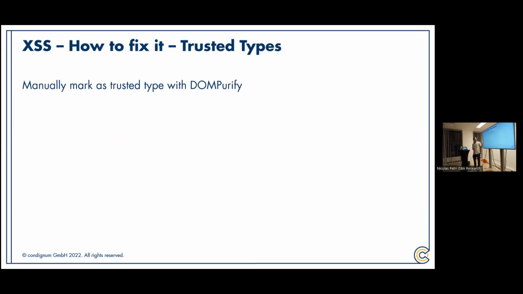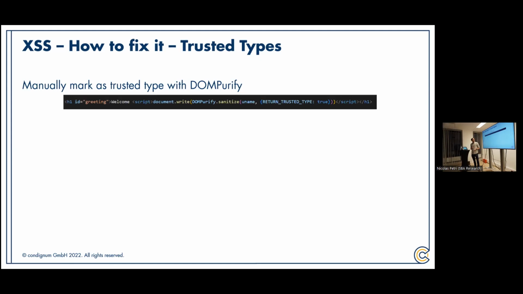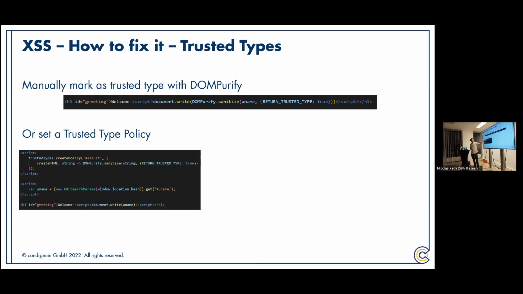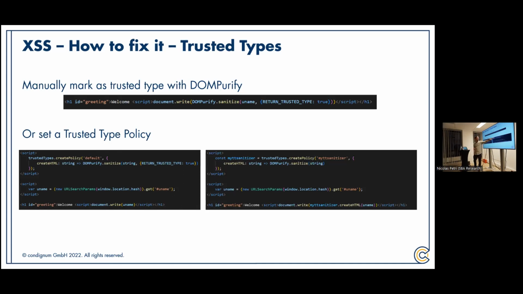How can you make it work? You have to mark your input as trusted, and you can, for example, do this with DOM Purify. You can say, okay, DOM Purify, sanitize my input and give back a trusted type object. And then it works, and it's safe. Or you can set the trusted type policy, for example, a default policy where every time something is written in an unsafe sink, the default policy is called and the input gets, in this case, sanitized with DOM Purify, and you're safe again. Or you can create named policies, and you can explicitly call those named policies if you need different functions. And you can also combine this with Angular or React. So this also works perfectly fine for these frameworks.